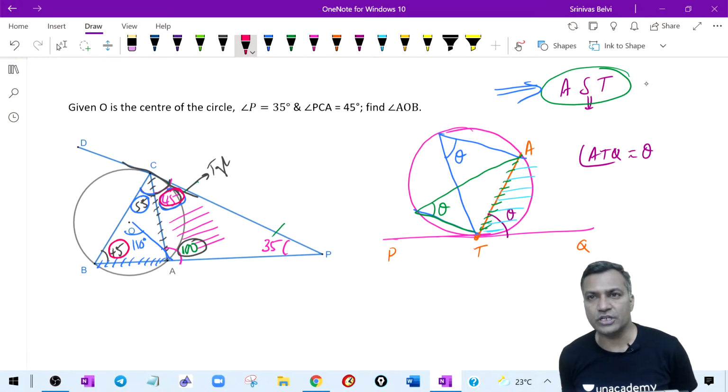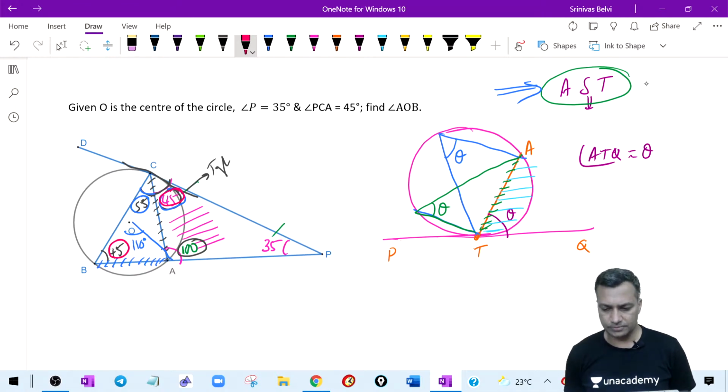Yeah, PC is tangent. That's right, Srishti. PC is tangent. That's right. How should 100 be 80? What is 80?